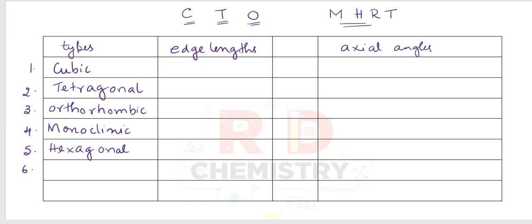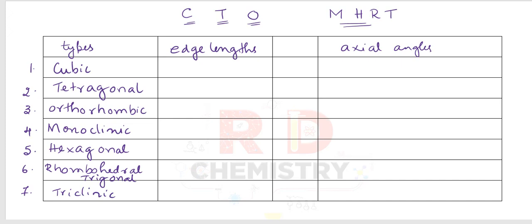Sixth one, R. R stands for rhombohedral, and this rhombohedral is also known as trigonal. And finally, the seventh one we have got is called the triclinic.